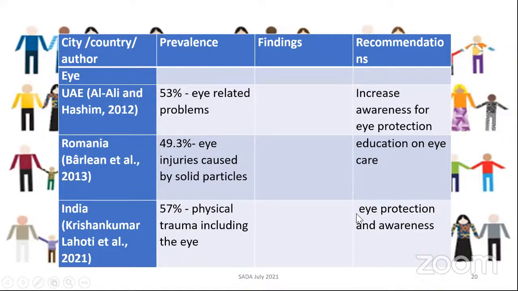Prevalence of eye-related diseases in dentistry. Around 50% of eye-related problems occur in most of the studies that I've looked at. And researchers recommend that eye protection awareness should be increased. Eye protection should be worn.